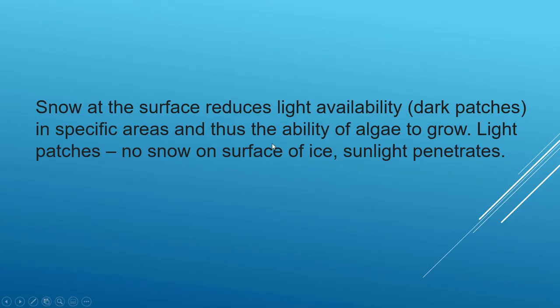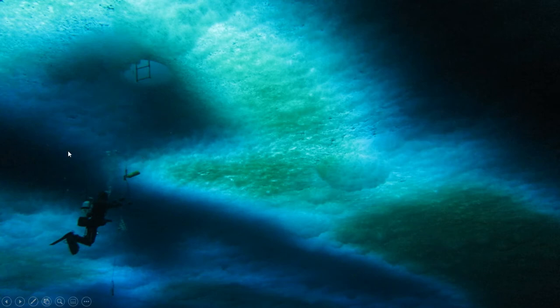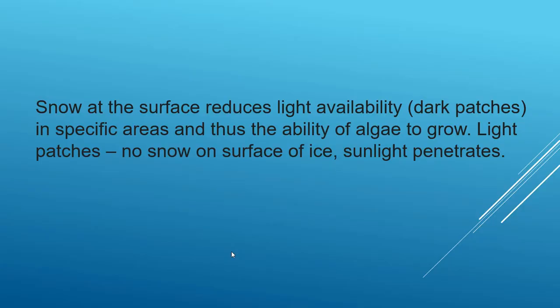So, snow at the surface reduces light availability. That's the dark patches in specific areas, and thus the ability of algae to grow. Light patches where there's no snow on the surface of the ice, sunlight penetrates. So where you see those dark patches, there's snow on the ice. Where you see this, a little lighter, there's no snow on the ice. Sunlight is able to make its way through. Translucent, however, but it's able to make its way through. And, not surprisingly, you're going to find the algae. So that's what's going on in that photo. I wanted to put that caption in to explain that.